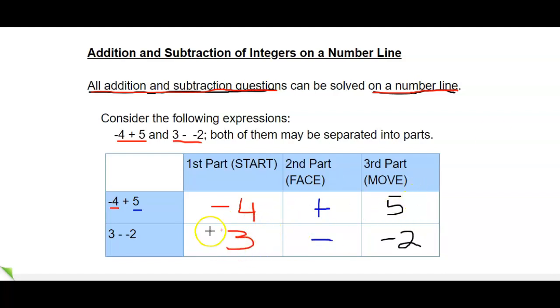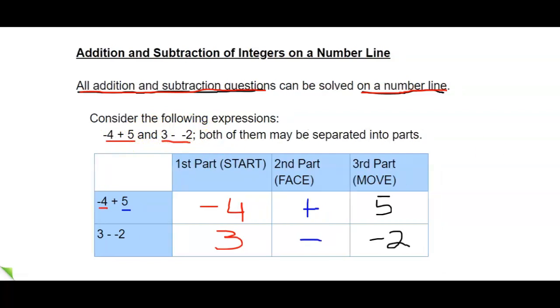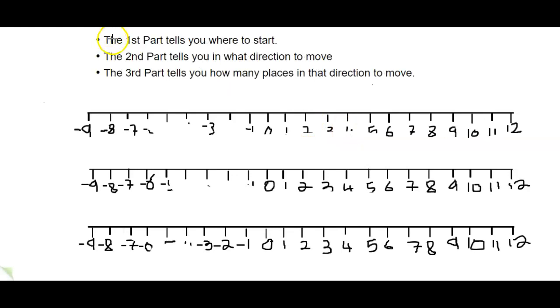So we could use these values to find the answer, or the value of these expressions, on a number line. So let's do that. Good. Remember, the first part tells you where to start. Let's look at negative 4.